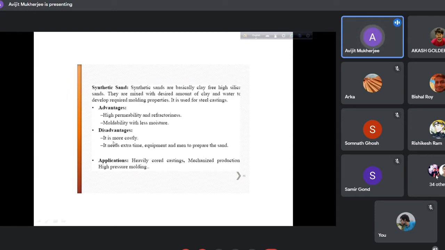What are the disadvantages? They are costly, because extra time, extra equipment, extra manpower, all these are needed. But what are the advantages? Their refractoriness may be very high because we are adding additives. Moldability with less moisture, that is, we are controlling the moisture content. So the dough is prepared in exact proportion. No extra amount of moisture is there. That's why the prepared mold will be very perfect.